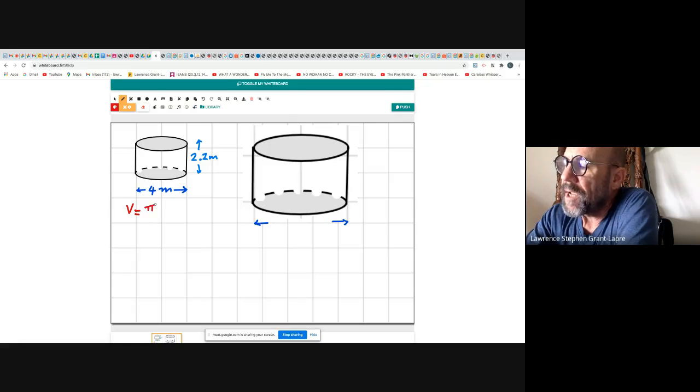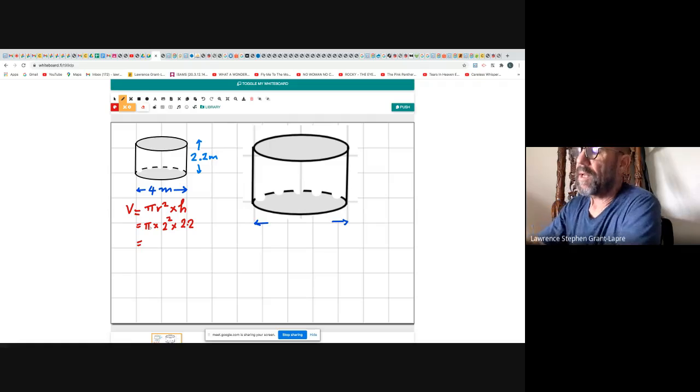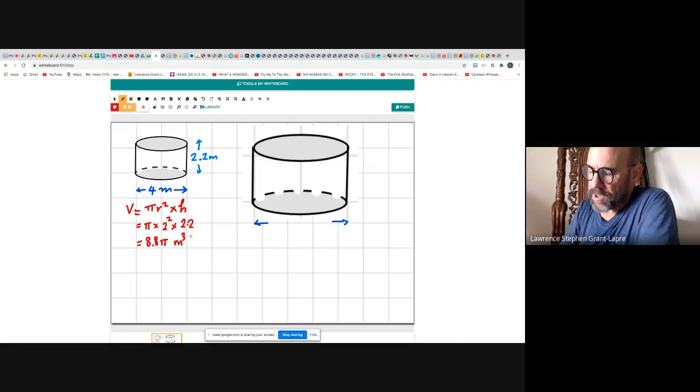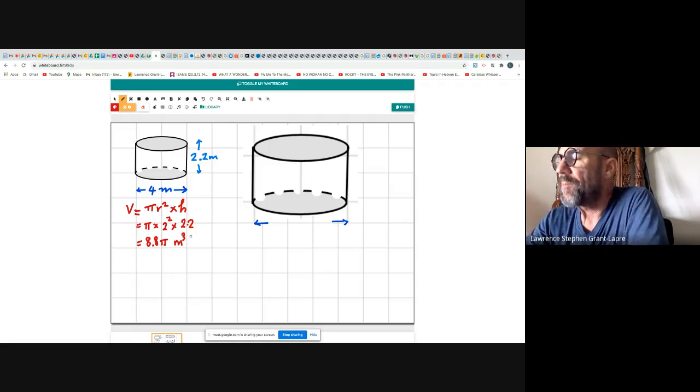The volume is pi r squared times height. So pi times the radius is 2 and the height is 2.2. Okay, let's just get that as being 2 squared is 4. 4 times 2.2 is 8.8. I'm just going to leave it as 8.8 pi cubic meters. Now, of course, if you multiply that by pi, you'll get about 27.6 cubic meters.